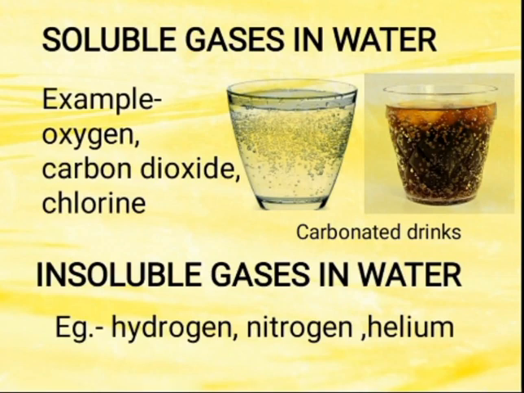Now, soluble gases in water. Examples are oxygen, carbon dioxide and chlorine. Children, when you pour cold drink in a glass, you have observed that small bubbles are coming out, which is gas dissolved under pressure. Now children, some insoluble gases in water. They are hydrogen, nitrogen and helium.